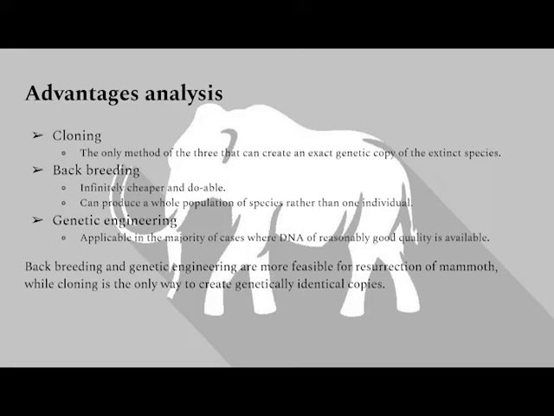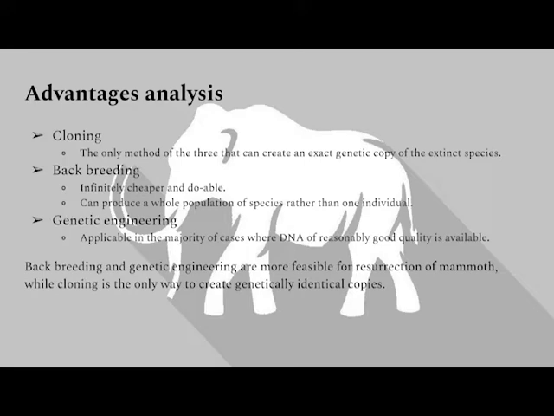Genetic engineering is a particularly promising approach to de-extinction. It is applicable in a majority of cases where DNA of reasonably good quality is available, and it is possible to sequence and assemble the genome of extinct organisms from highly degraded tissues. This technique enables scientists to pursue de-extinction in a wider array of species, including those for which no well-preserved remains exist. The past decade has seen enormous advances in technologies for ancient DNA isolation and genome assembly, and high-quality genomes are now available for several extinct species, including woolly mammoths.